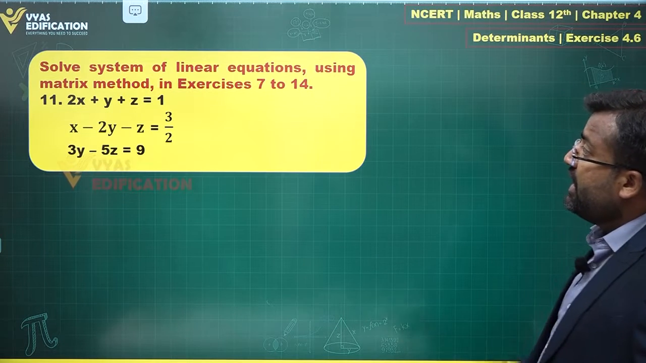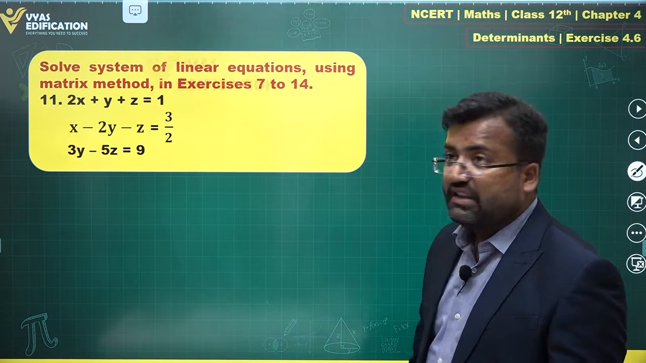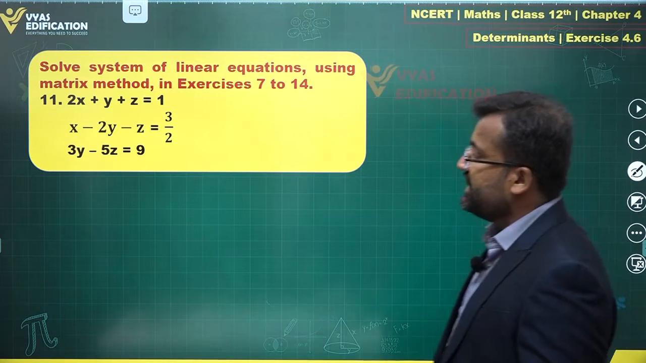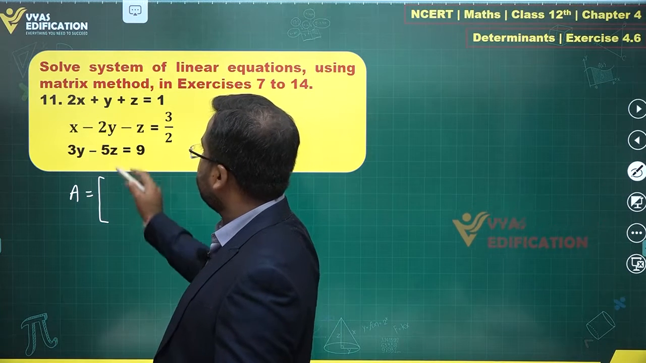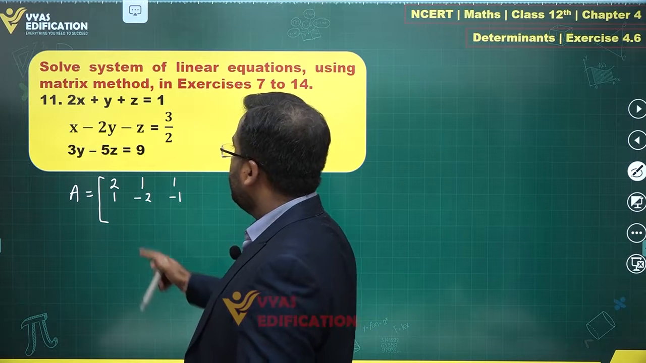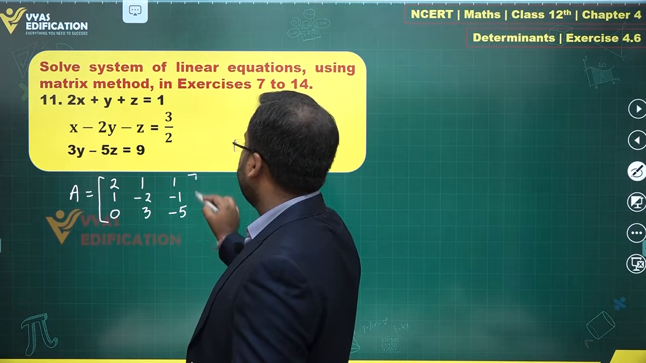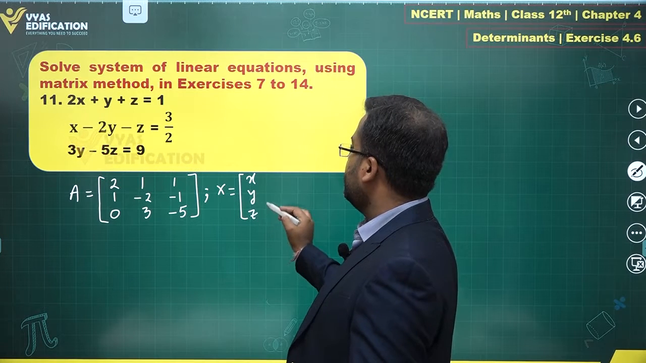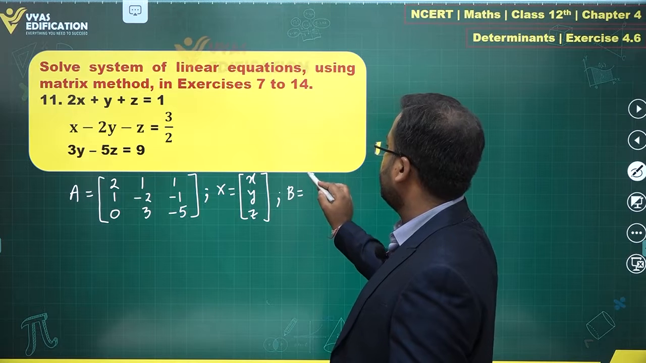Right? 11th. We have 3 equations and 3 unknowns. Okay. That will make things interesting. Slightly, but not very much. We know the approach of solving such questions, right? Let's make the coefficient matrix first. A equals this. Coefficients of x, y, z: 2, 1, 1. Coefficients of x, y, z: 1, minus 2, minus 1. Coefficient of x is 0, y is 3, and z is minus 5. Let's take the variable matrix next, x, y, z. And the constant terms will form this matrix.